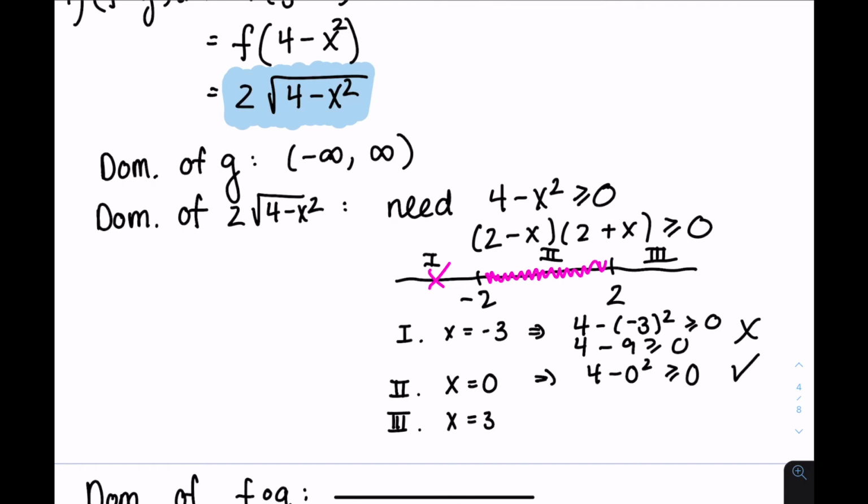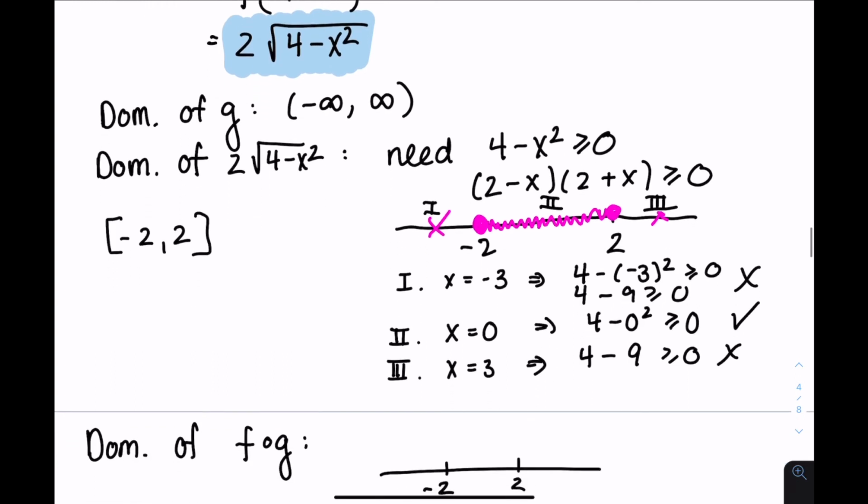And then interval 3, x equals 3 falls in there. So you get 4 minus 3 squared again, which is 9. Doesn't work. So interval 3 is problematic. And our endpoints will cause us to exactly equal 0. So we'll get the square root of 0. And that's perfectly fine. So we can equal those endpoints. So the domain of this ending function is from negative 2 to 2.